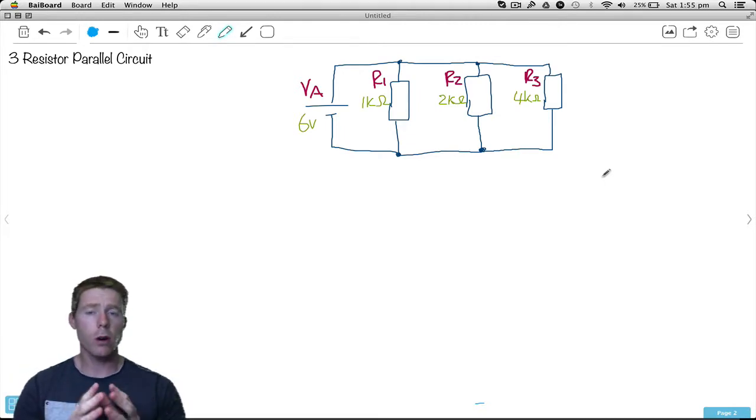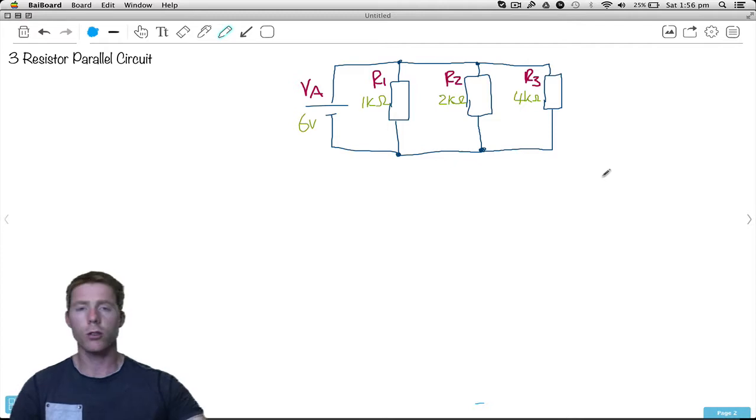We'll have a look at how the current actually splits up through the different individual resistor branches, and we'll talk about the voltage drops across each resistor as well. We'll have a look at a circuit simulator, and then if we have time we'll do another circuit like this and do some more calculations.